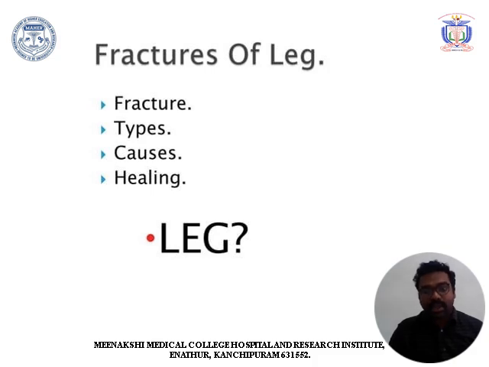In fractures of the leg, what we have to see is the exact location of the fracture. It could be both bone leg, most commonly the tibia. Fibula is usually managed conservatively, but it may also need to be fixed. But most commonly we are discussing the tibia. What is the type of fracture? What are the causes? Healing usually depends upon whether it is an open or closed fracture, and whether it is a comminuted or simple fracture.